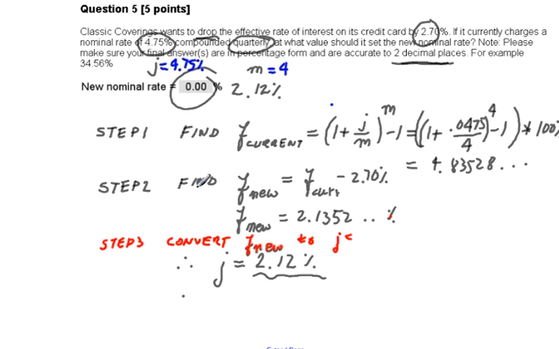Now in step 2, we want to find the new effective rate, which we get by subtracting 2.7% from the current one. Sometimes we subtract, sometimes we add. We have to read the question very carefully. So in this case, we're subtracting 2.7, so the new effective rate is equal to 2.1352.